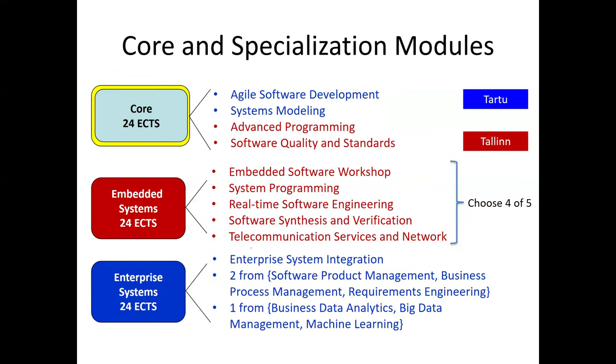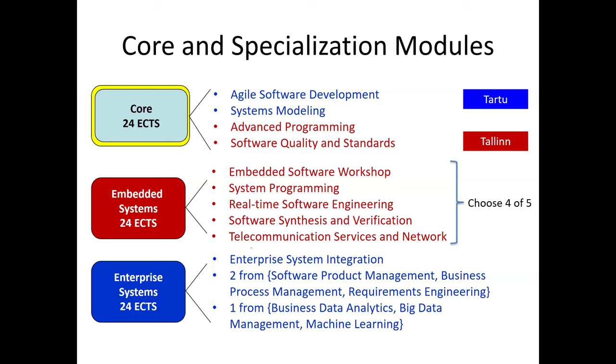So let's have a quick look at the specialization module. What you see here in blue and red indicates the two universities involved. The blue is Tartu, the red is Tallinn. The core module in the first semester is taught half and half, two courses in Tartu, two courses in Tallinn. We have an arrangement so that this is logistically possible to do. Then, if you decided to go for embedded, in the embedded specialization you have a choice of five courses from which you have to choose four, and you complete them in Tallinn at Taltech.